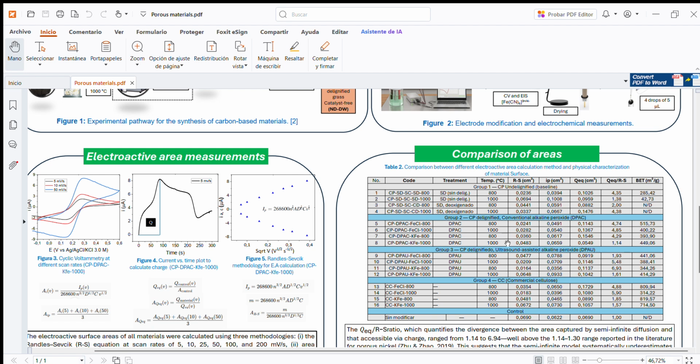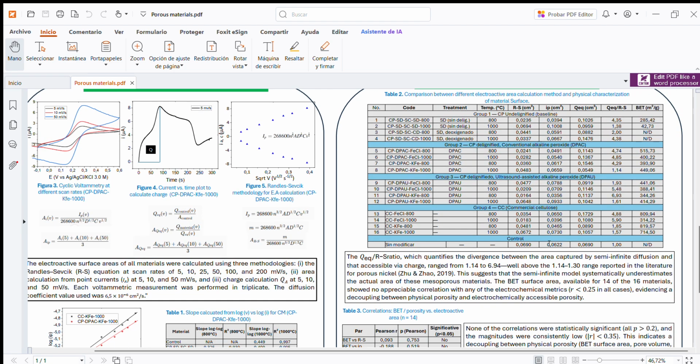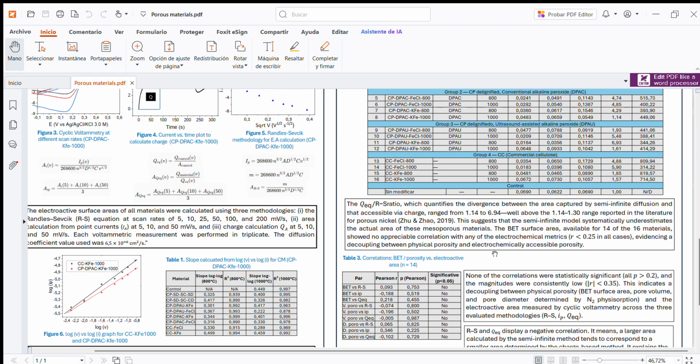to correlate a physical measurement of the area by nitrogen adsorption versus the electroactive area measured by Randles-Sevcik, or by peak current, or by charge, we cannot correlate these results. It implies that both methods, the surface area by BET versus the electrochemical methods, are not the same thing.